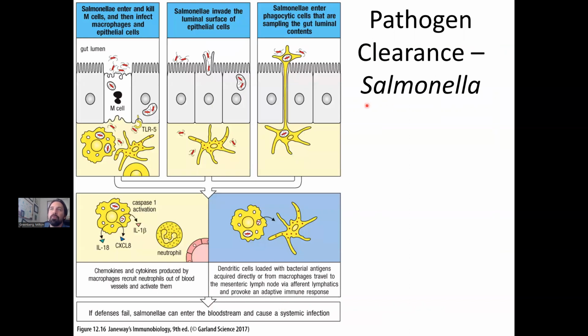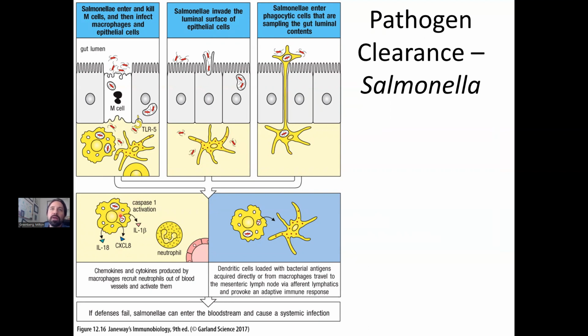So let's give an example. For salmonella, salmonella loves to enter through these M cells. They can also enter directly into the epithelial cells and migrate through. They can also enter these phagocytic cells, so these macrophages or dendritic cells that are extending processes out into the lumen. They can bind, enter the cells, and then migrate to the lamina propria.